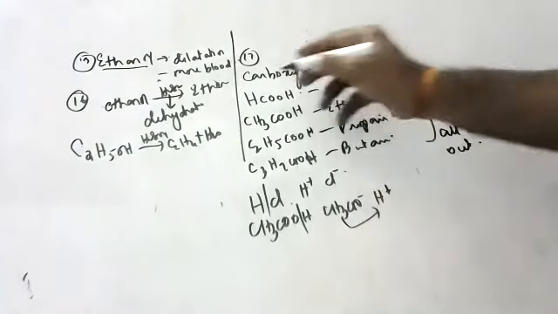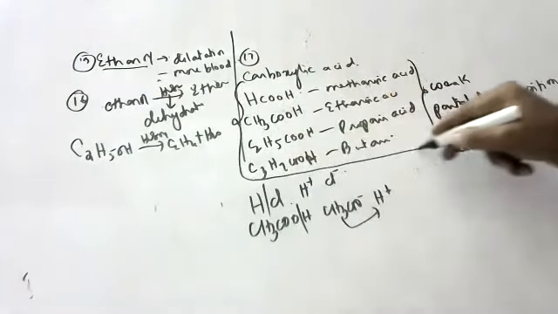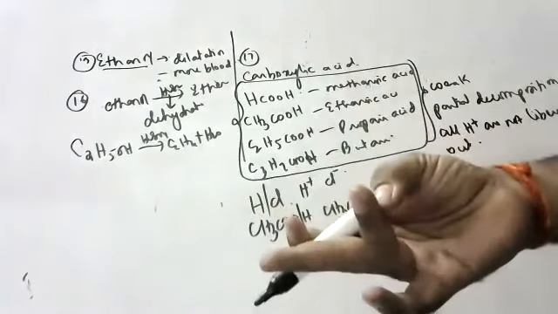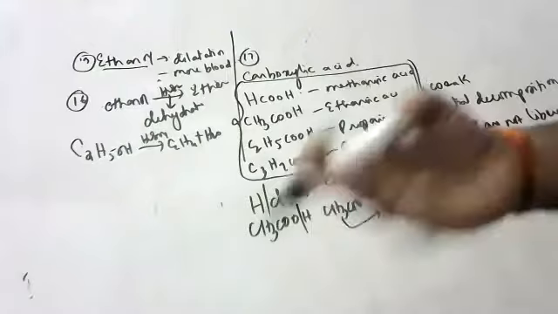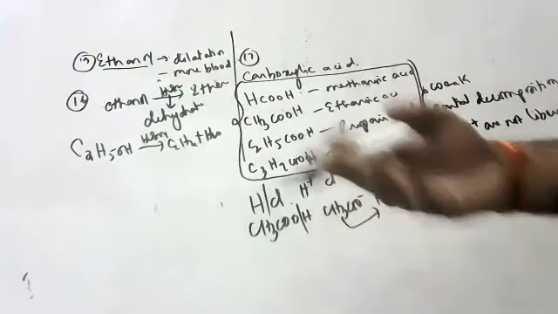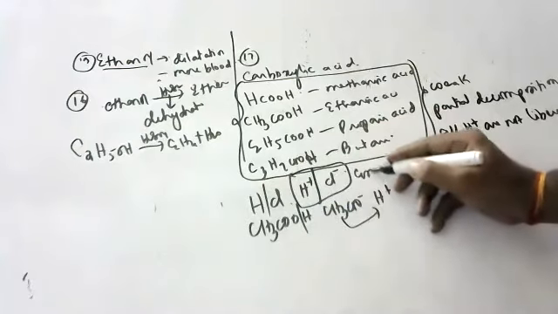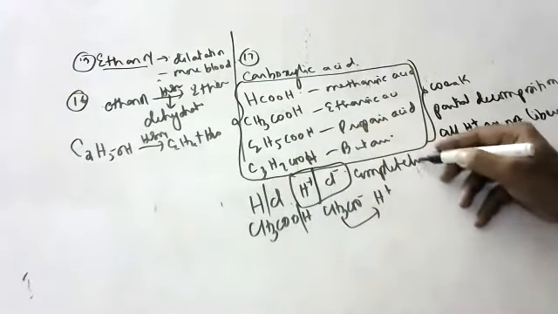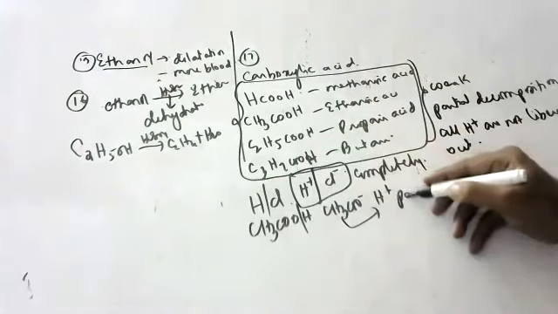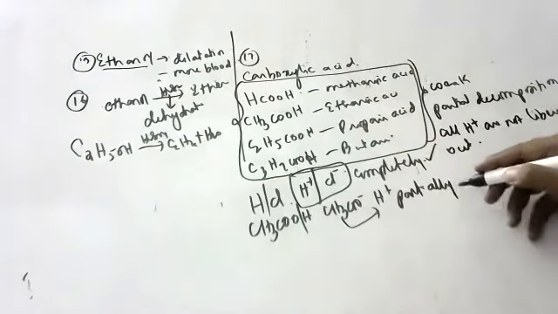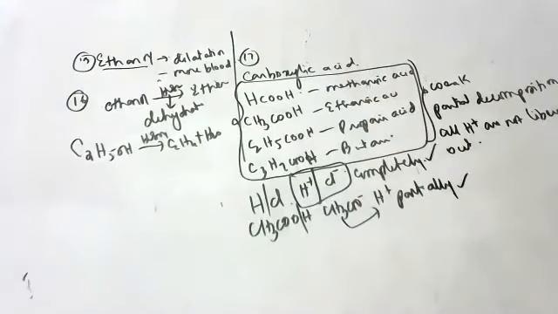Why are carboxylic acids weak acids? Because they are decomposed partially. Strong acids are acids which decompose completely. Weak acids decompose partially. Strong acids decompose completely. Weak acids decompose partially. Next question.